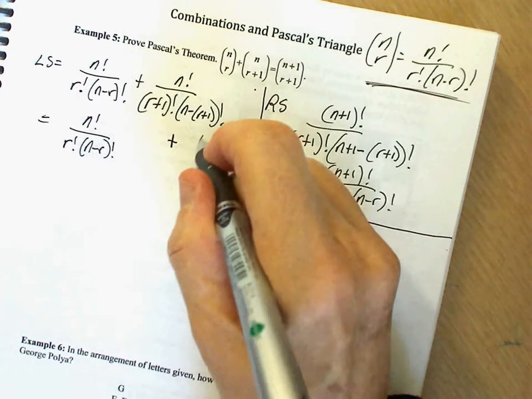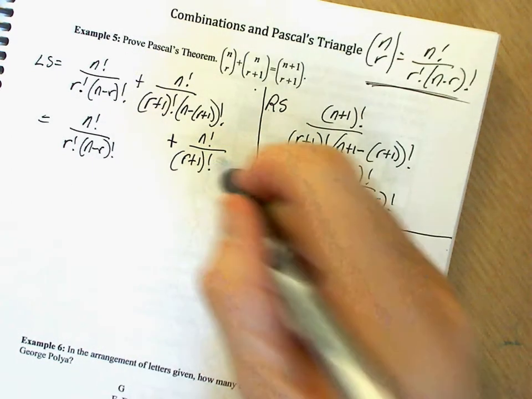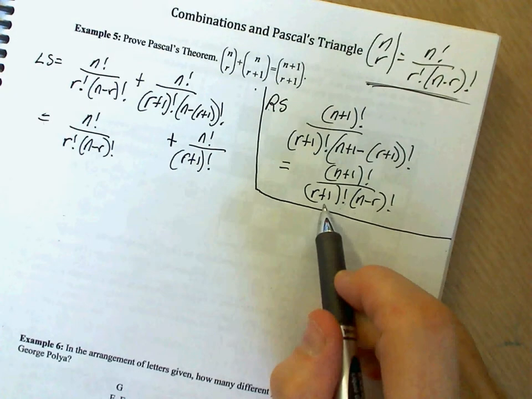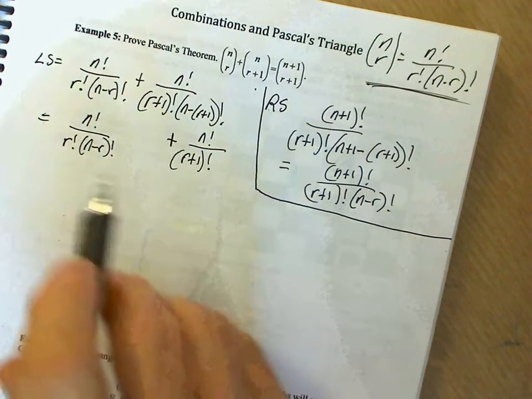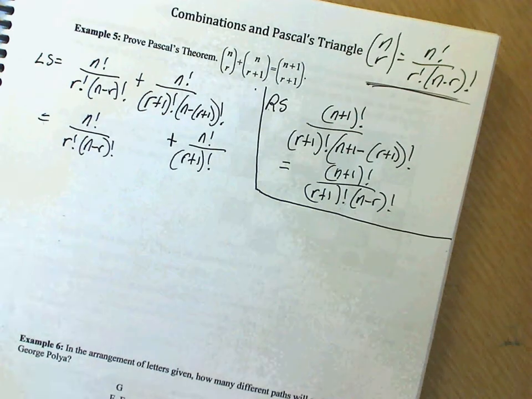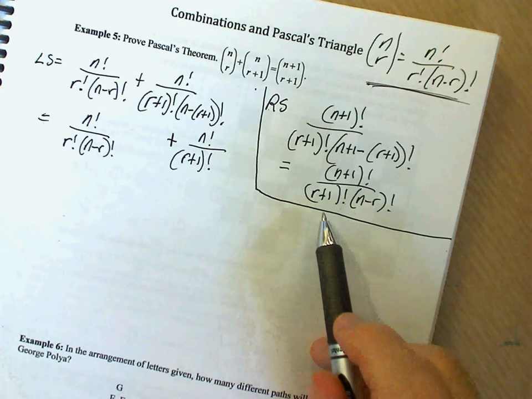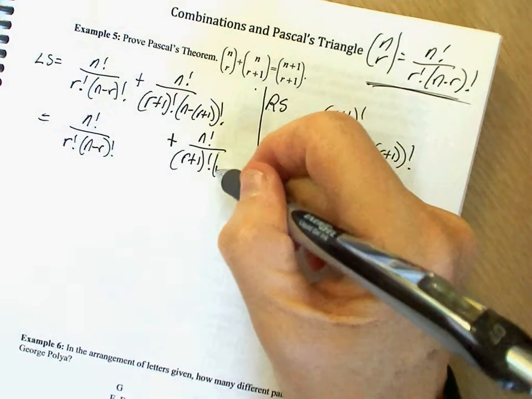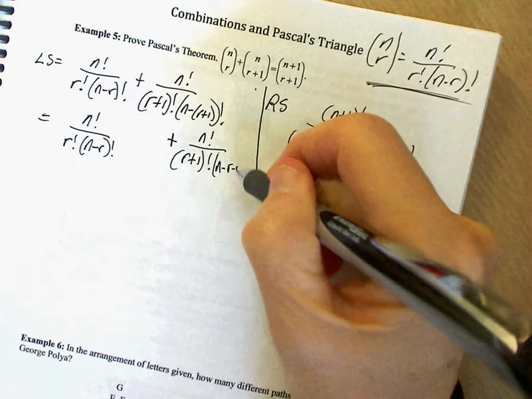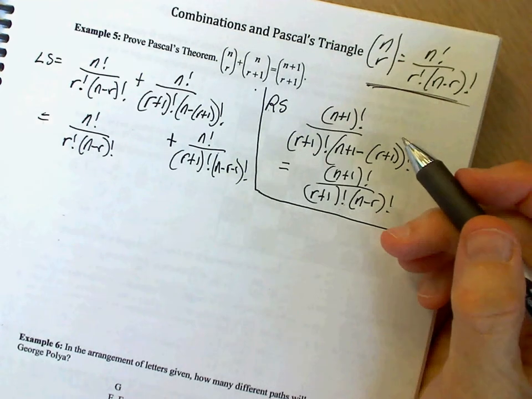Because how come it's r plus 1 factorial on the bottom of this? Here, was it? Never mind, sorry. That's okay. This is going to be n minus r minus 1 factorial. I bet I can white it out and make a little bit more room.